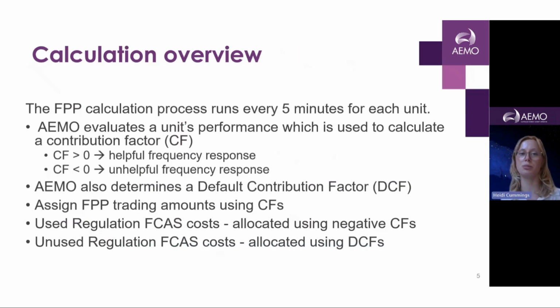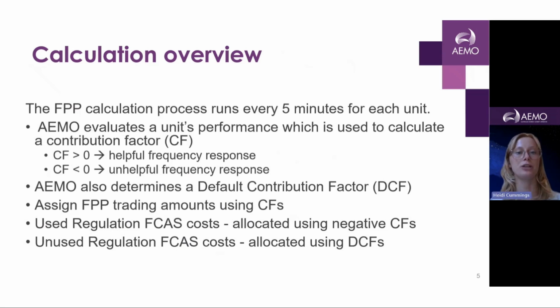The FPP calculation process runs every 5 minutes. AEMO evaluates the frequency performance of a unit over the last trading interval based on whether it behaved as expected and how this behavior impacted system frequency. The unit's frequency performance is used to calculate a contribution factor, which reflects the extent to which the unit contributed to controlling system frequency, with negative values indicating an unhelpful response and positive values a helpful one. AEMO also determines a default contribution factor using the unit's frequency performance over a 7-day historical period.